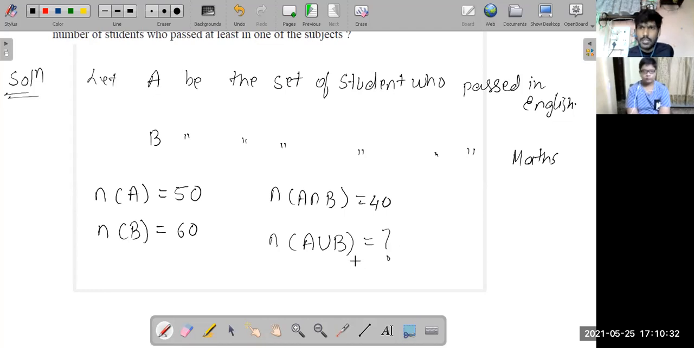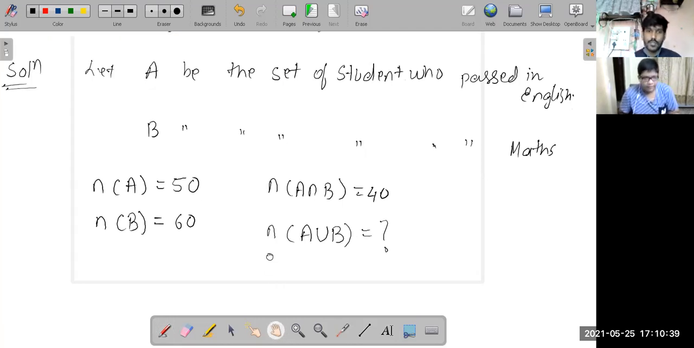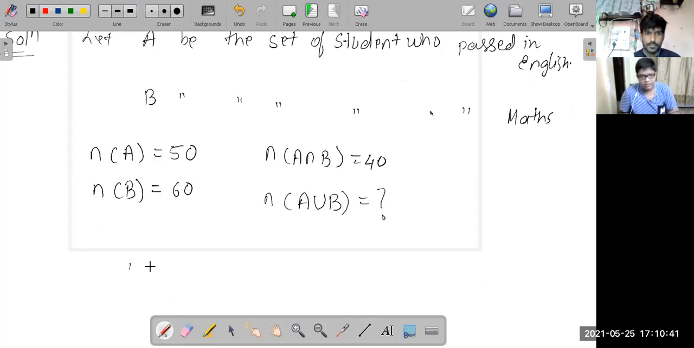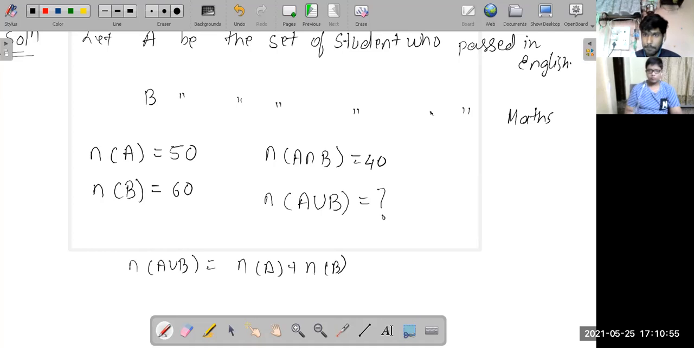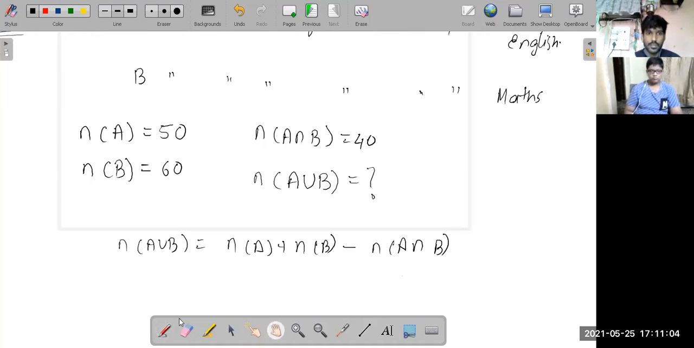Okay. So we have to find out this. So what formula to use? Unmute yourself and say. Number of A plus number of B minus number of A intersection B. Okay, n of A union B equal to n of A plus n of B minus n of A intersection B. Correct? Is this formula correct? Yes, sir.